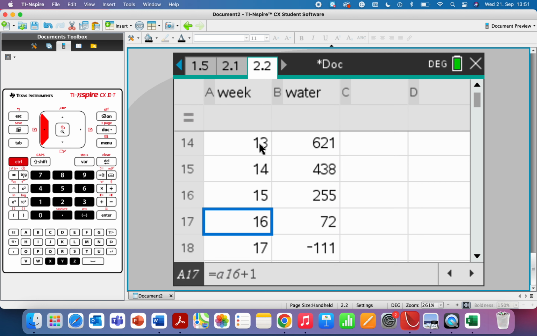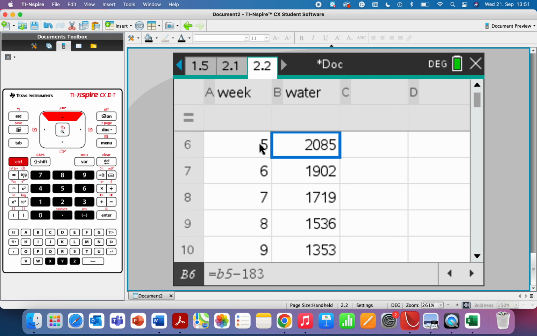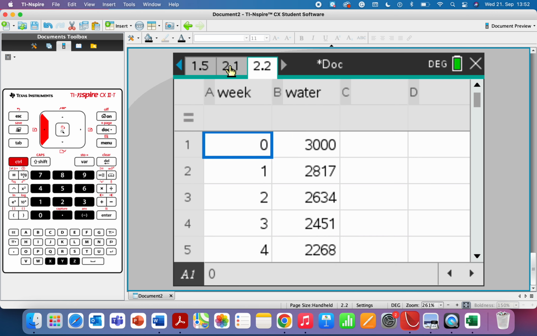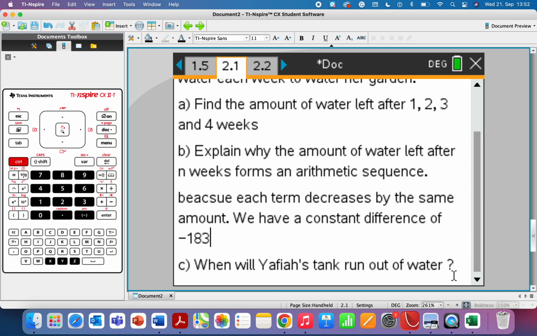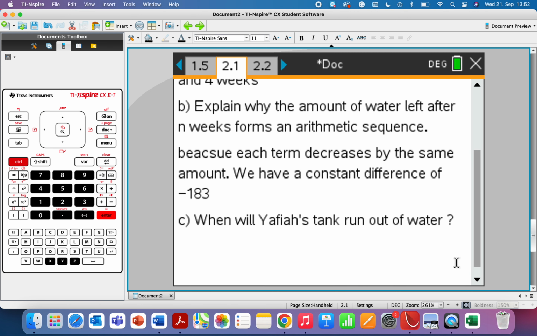All right. How else might you answer this? Well, you could just work out the algebraic equation for this, and the algebraic equation you could get from your TI-Nspire by plotting data and statistics and doing a regression, or you could do this logically. So let us work out the equation. So U of n, the water we have left, would be the 3,000 litres we have to start with, and then we're subtracting 183 litres for every week. So that would be n would be 1, then 2, then 3. So there's the equation, all right?